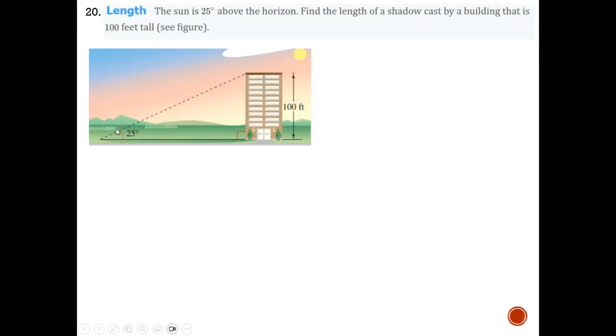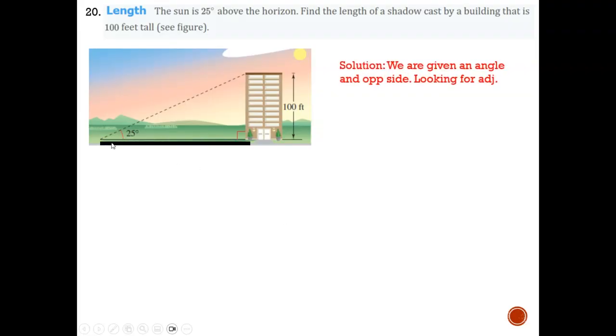So here is the 25 degrees where the sun is above the horizon. Here's the building that is 100 feet tall, and we want the length of the shadow that is cast by the building. So here's the building, and again, this is the shadow, and we have the angle of 25. So this is the length that we're looking for. We have an angle, we have the side opposite to it, and we're looking for the side adjacent to that angle. That's our x.